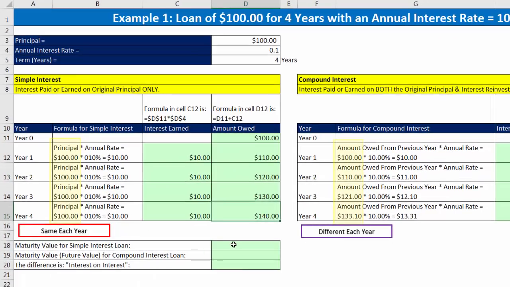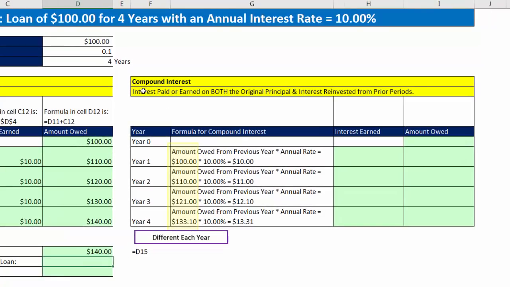Now down here to compare and contrast, maturity value for simple interest, equal sign, and I'm simply going to get that 140 and Enter. Now let's do compound interest. Well, the amount owed at time 0 is exactly the same, equals, and I'm going to click up on this 100. And then I hit Enter. Now, the year 1 interest earned equal, well, in this first year, we're actually going to have the same numbers for both simple interest and compound interest.